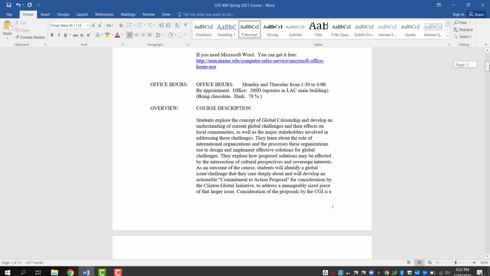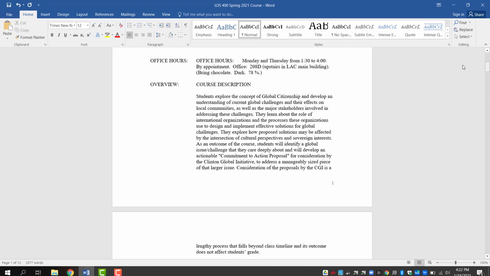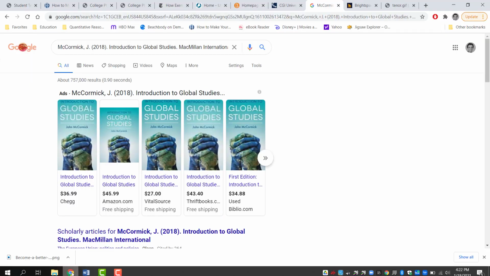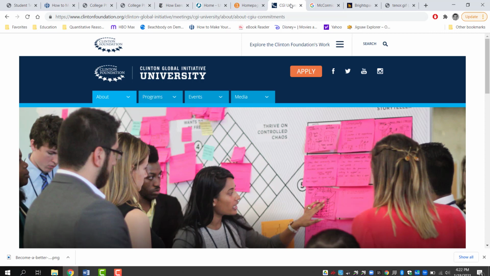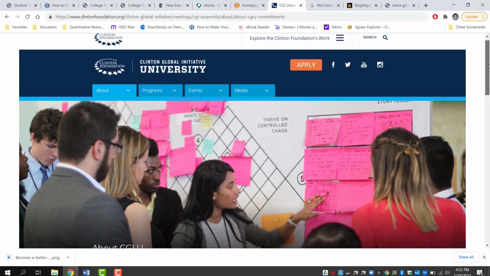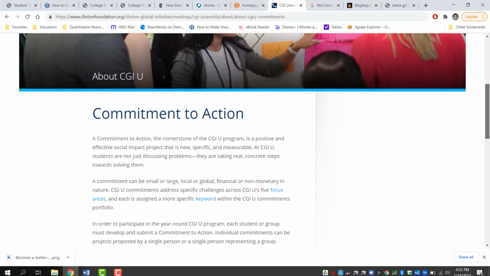So I'm not going to read everything to you, but this is the overview of the course, and it's basically writing a paper on global citizenship. And one of the things that we focus on is the Clinton Global Initiative, an organization, CGI, and we're going to write a paper based on their initiatives. So it's a commitment to action and so on.